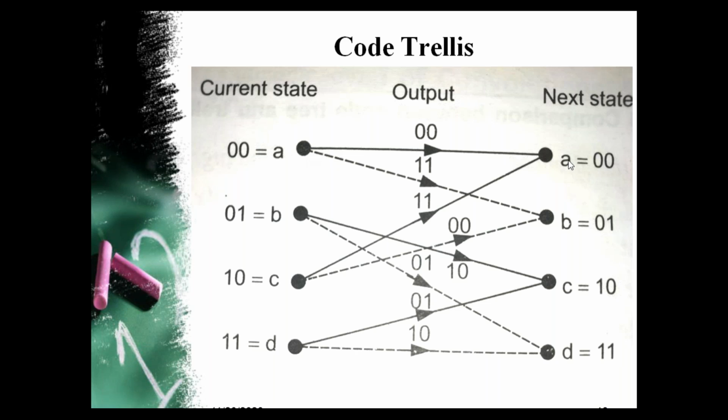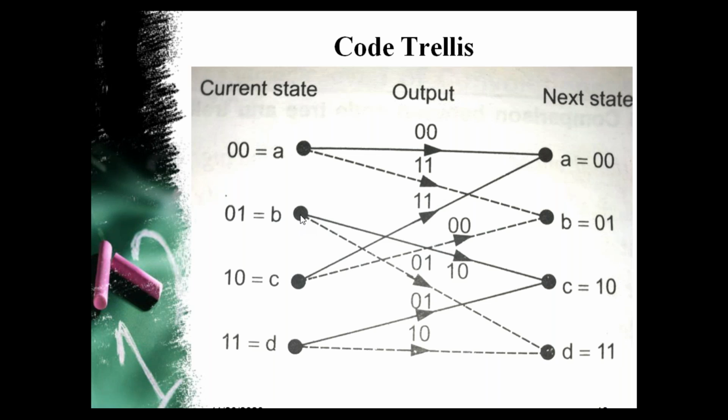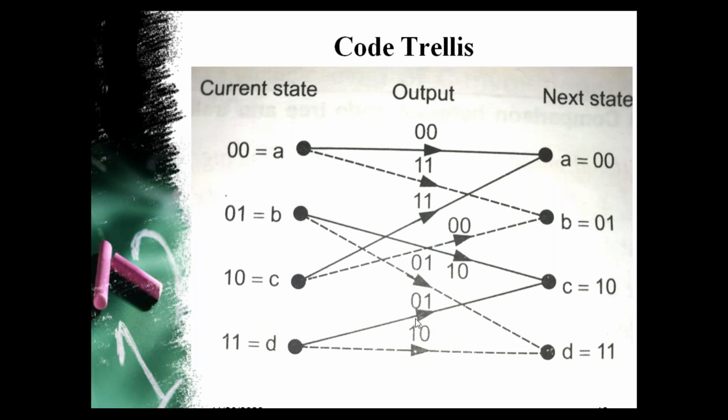Therefore, in this representation, the A to A transition represents 0 as the input bit, and we write the output bits along that path: 0, 0 here. Then this dotted line A to B represents 1 as the input bit, and along that path we write the output bits 1, 1. Here 0, 0 is the output corresponding to 0 as the input, and 1, 1 is the output corresponding to 1 as the input bit. Similarly, with B as the present state, we can see from the code tree: with 0 input, 1, 0 is the output and C is the next state. And 0, 1 is the output corresponding to 1 as the input bit, and D is the next state.